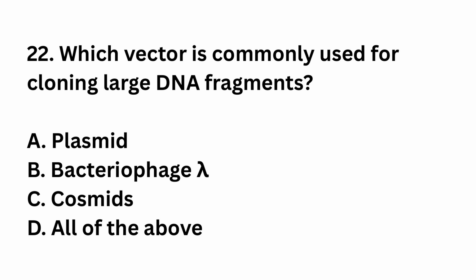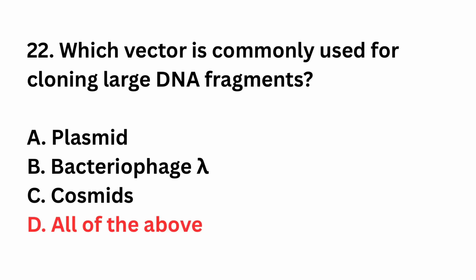Question number 22. Which vector is commonly used for cloning large DNA fragments? Plasmid, bacteriophage lambda, cosmids, all of the above. The right answer is option D, all of the above. Plasmids, bacteriophage vectors and cosmids are used depending on the size of DNA fragments to be cloned.